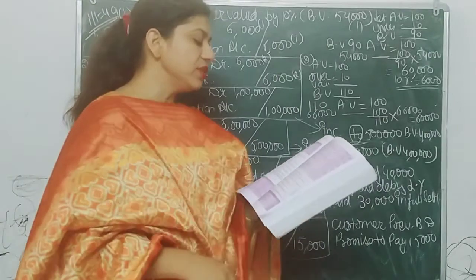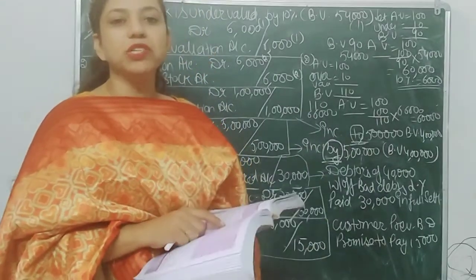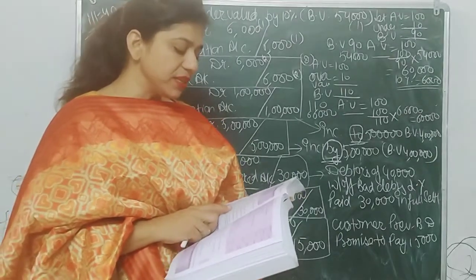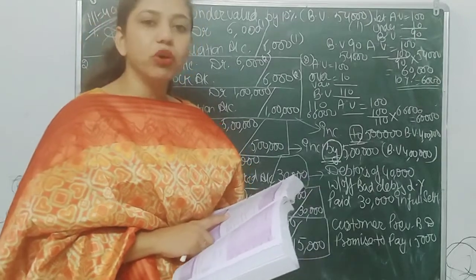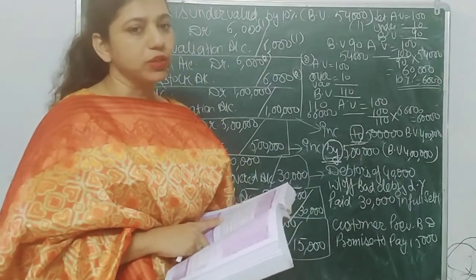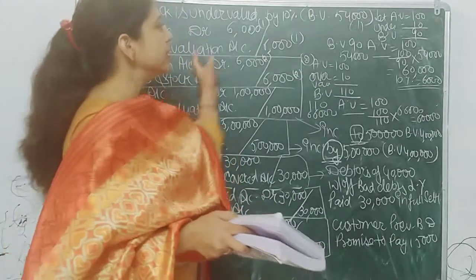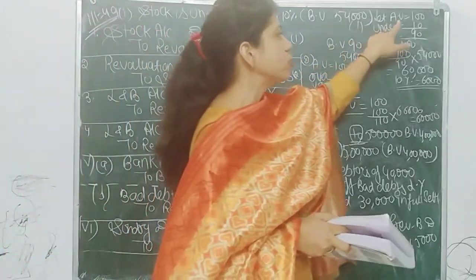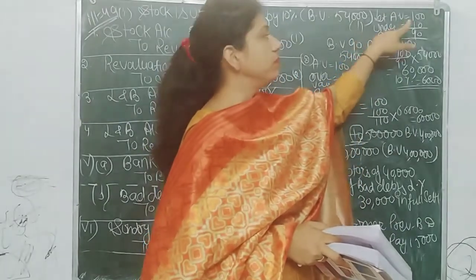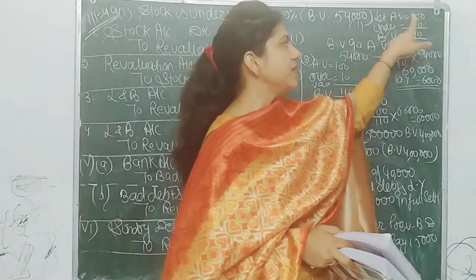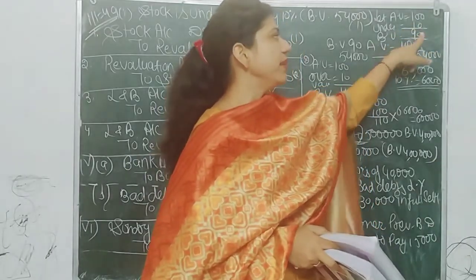Pass journal entries to record the following transactions on the admission of a new partner. The very first is stock is undervalued by 10% and the book value of stock is 54,000. So how can we determine the undervalued value? We have to calculate, let actual value be 100. Because stock is undervalued by 10%, 10% of 100 is 10. So undervalued should be less, so book value remains 90.